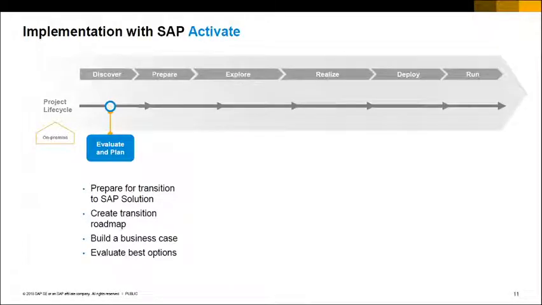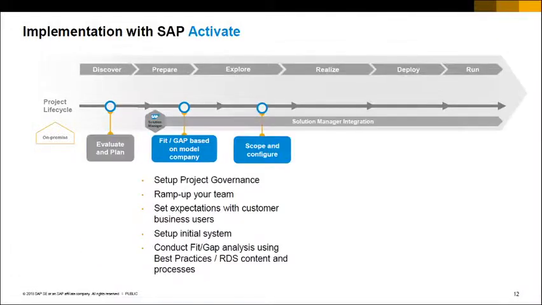So gone is ASAP, and in this case we have four main phases, which I remember as PERD, and then you have discover and run. So a discovery phase, you start with preparation for transition and creating the roadmap, but the real phases would be like PERD: prepare, explore, realize, and deploy.